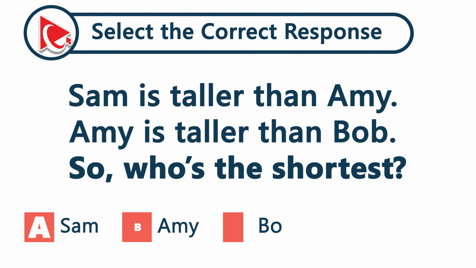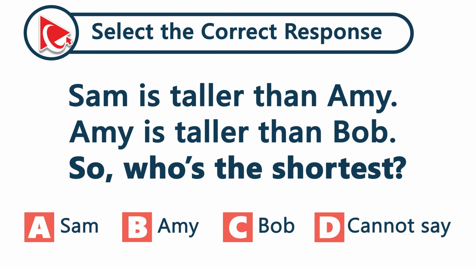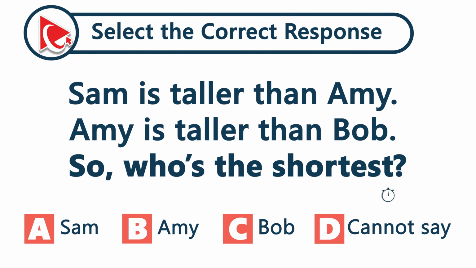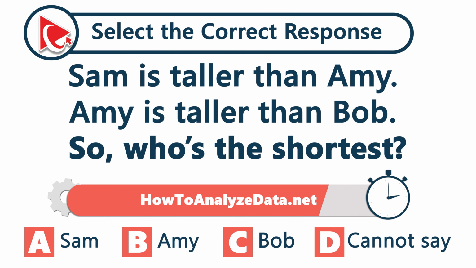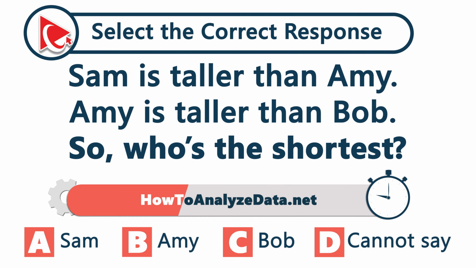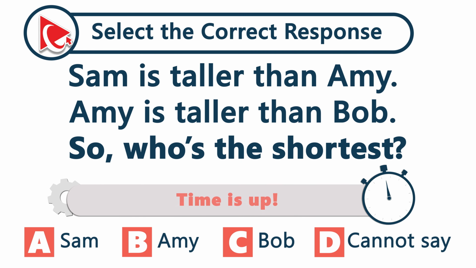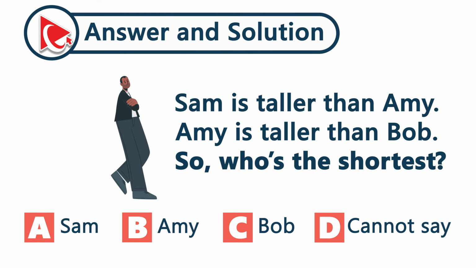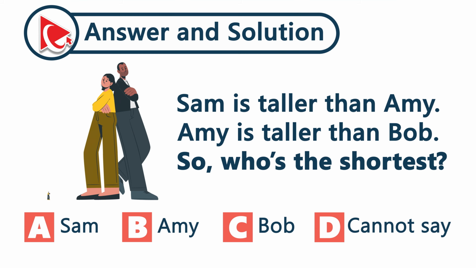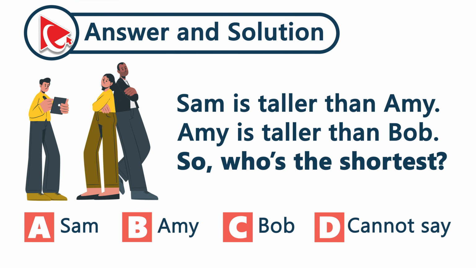Think you can rank people by height without a ruler? Let's test your deduction skills. Sam is taller than Emmy. Emmy is taller than Bob. Who is the shortest? If Sam is the tallest and Emmy is in the middle, that leaves just one person at the bottom of the height chain. And the shortest? It's C, Bob. Simple comparison, sharp logic.